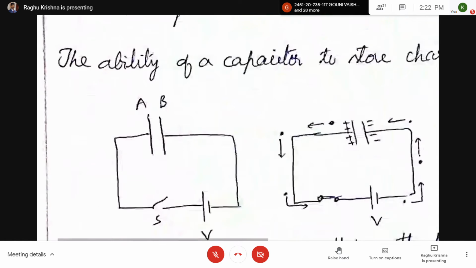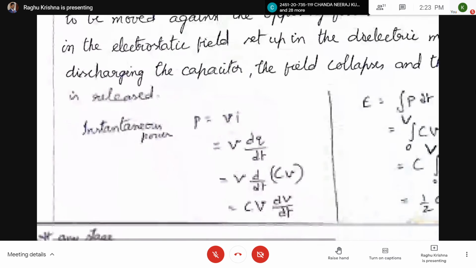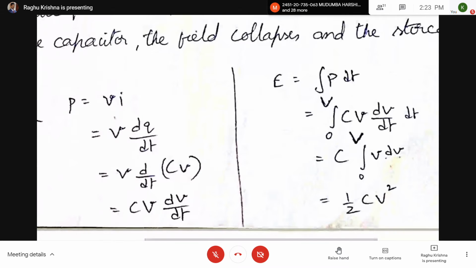Similarly, if you take a capacitor also, so energy stored in the capacitor, this also I discussed in the last class. If you take P equal to VI, I equal to dq by dt. So here Q equal to CV. So finally power equal to CV dV by dt. Now energy stored in the capacitor: a capacitor stores the energy in the form of electrostatic field.